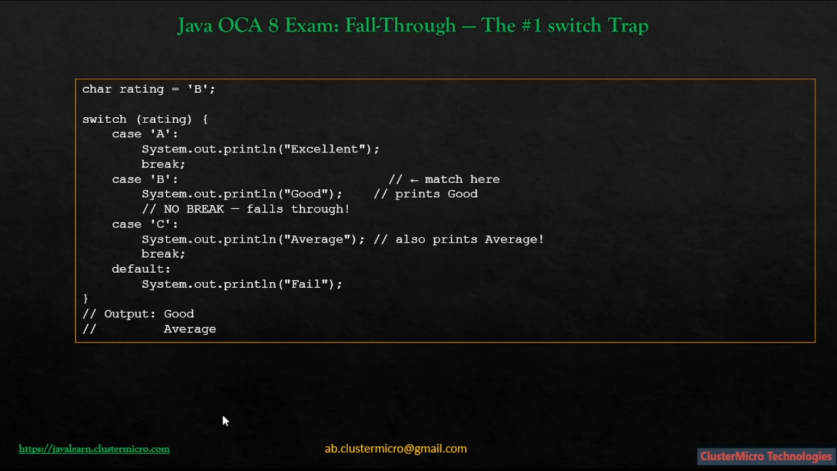For example, suppose the variable rating has value b. When the switch statement reaches case b, it matches and executes the code for that case, printing good. If there is no break after case b, Java continues executing the next block of code without checking whether the next case label matches. As a result, the code under case c also runs, printing average. Execution then stops after Java encounters a break statement or reaches the end of the switch block. Therefore, the output would be good followed by average, not just good.